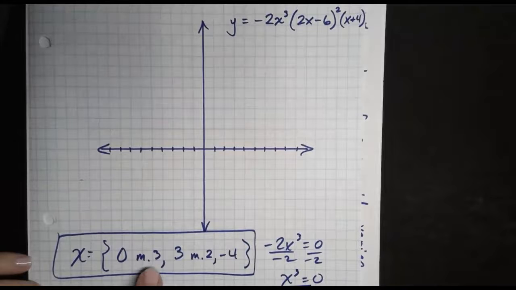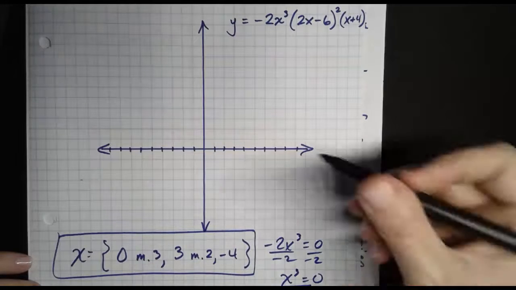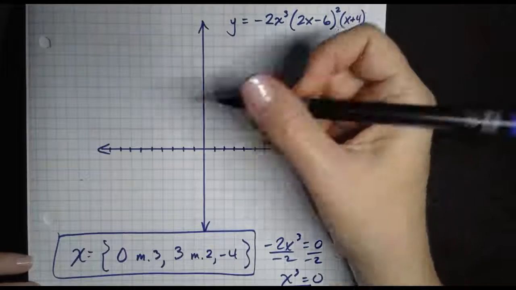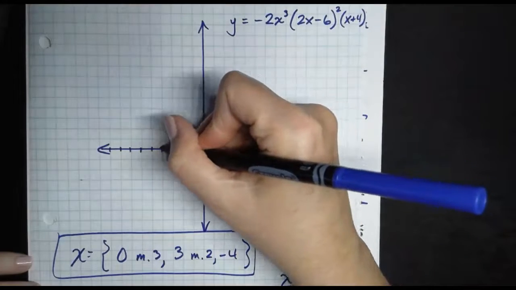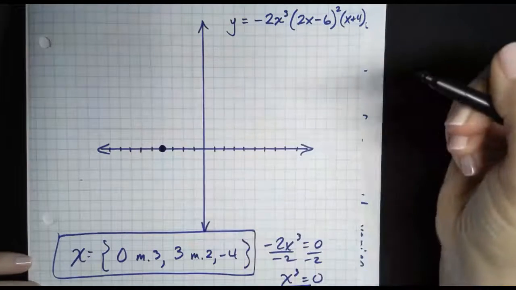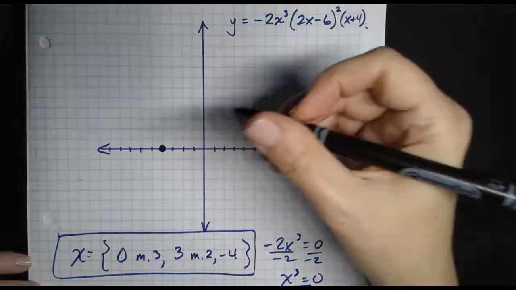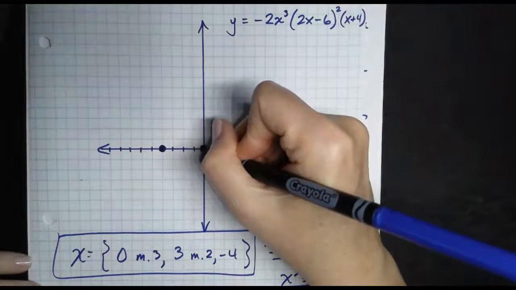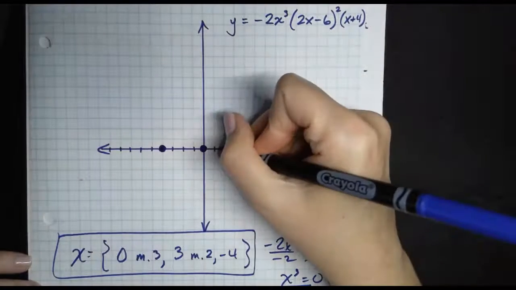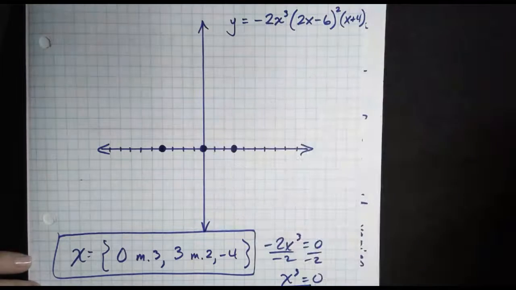Remember, if the multiplicity is odd, either one of those, it will pass. If it is even, it will bounce. So I've got our x-axis numbered here. 1, 2, 3, 4. We've got a point there. It is going to pass. At 0, it is going to pass. And at 1, 2, 3, it is going to bounce.